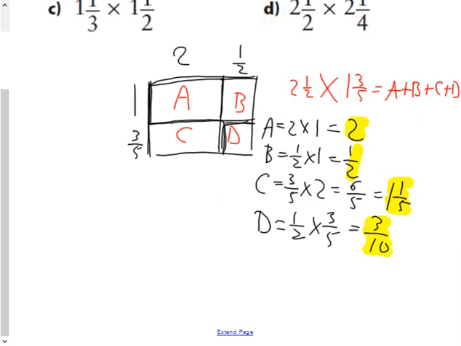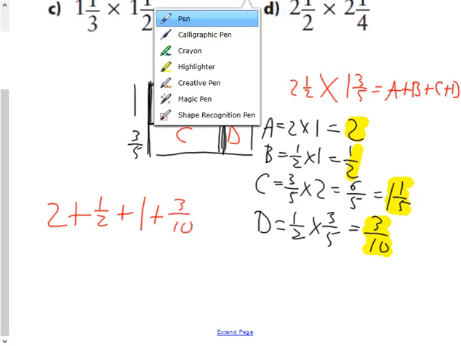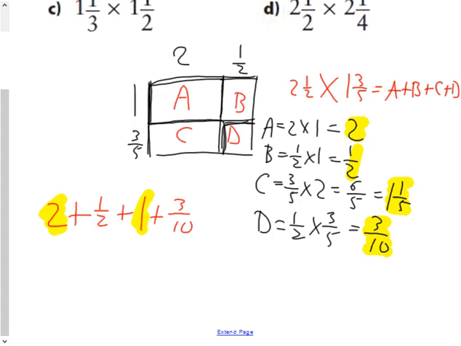And if I add those four together, it should be the same as the product of 2 1/2 and 1 3/5. So 2 plus a half plus 1 1/5 plus 3/10. I'm going to take this 1 and this 2, and I am going to add them together to get 3. So I'm not going to worry about those anymore. I got 3 for the whole numbers.